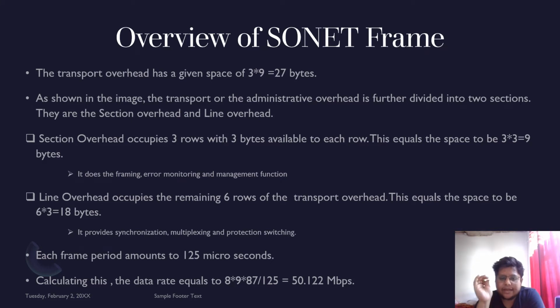Each frame period amounts to 125 microseconds. This means that if we want to calculate the data rate of each frame, it will equal 50.122 Mbps. That is the data rate of each frame in a SONET network. This is much clearer. Now let's go.